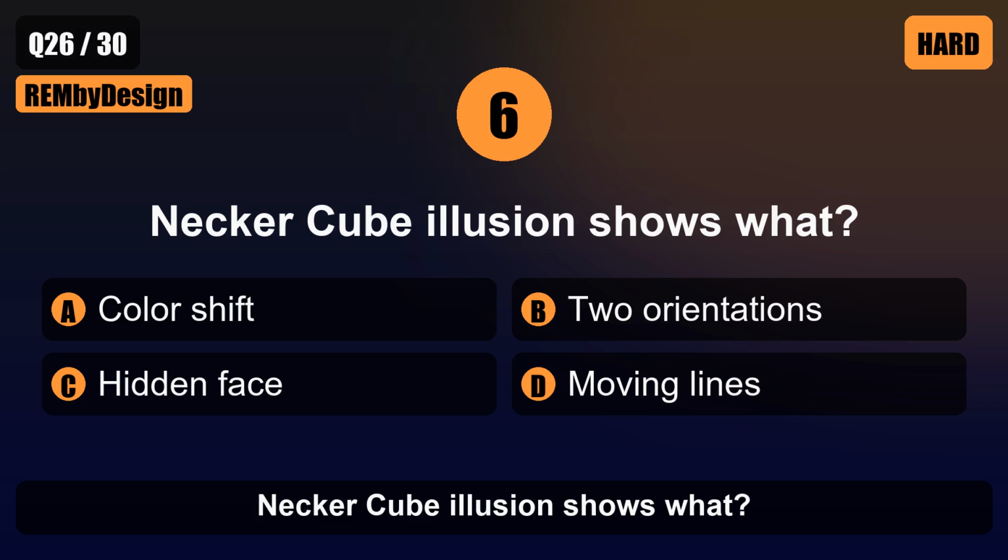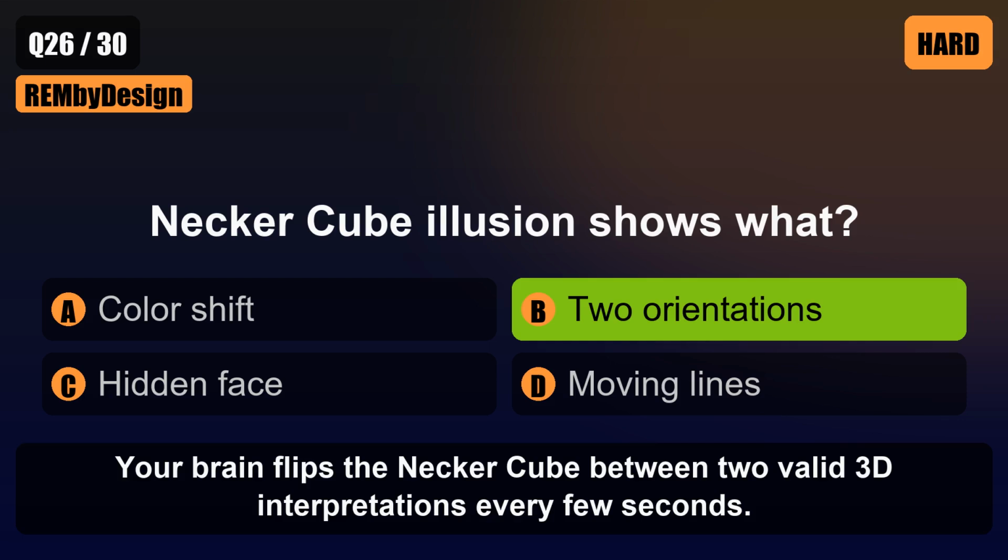Necker cube illusion shows what? A. Color shift, or B. 2 orientations, or C. Hidden face, or D. Moving lines. The answer is B. 2 orientations. Your brain flips the Necker cube between 2 valid 3D interpretations every few seconds.